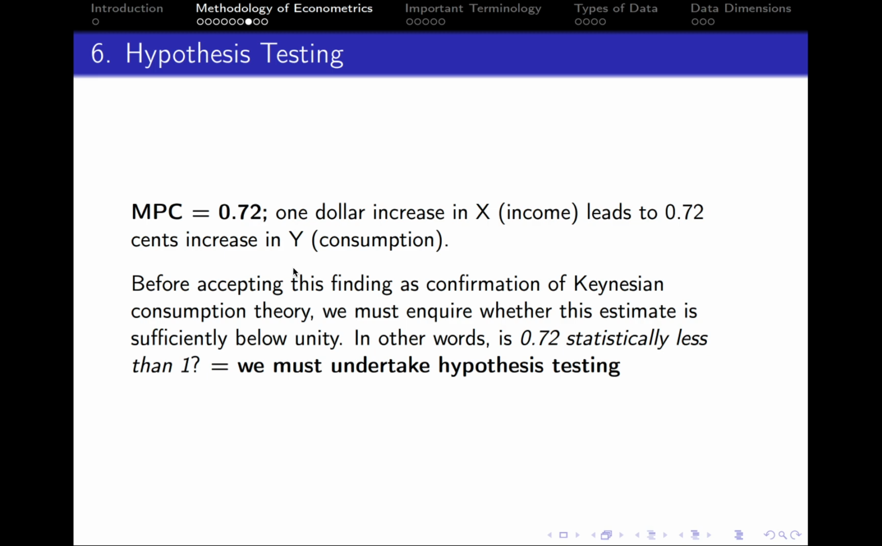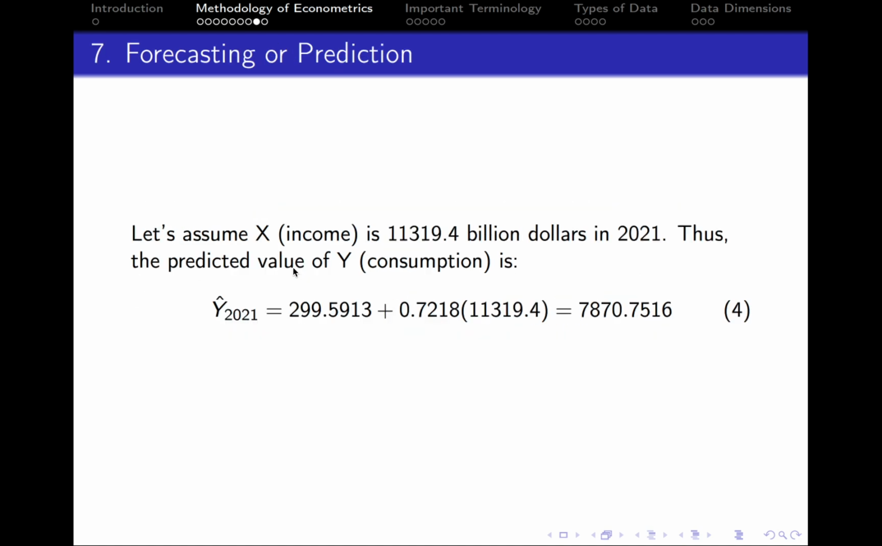So for now, what you just need to know is that after you've estimated the econometric model, you cannot say that the results are true. You need to prove that they are true using various hypothesis testing tools, which we will learn later during this course. Let's assume that hypothesis testing showed us that the results are okay, that they can be trusted. Then in the next step, we can use this model for forecasting and prediction.